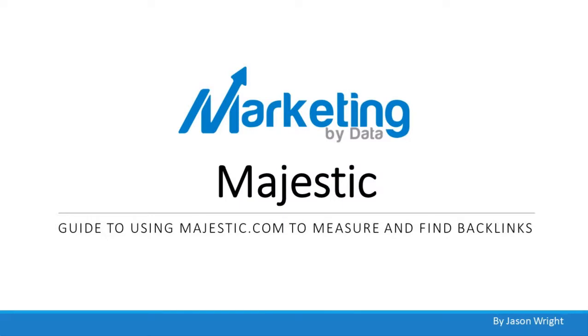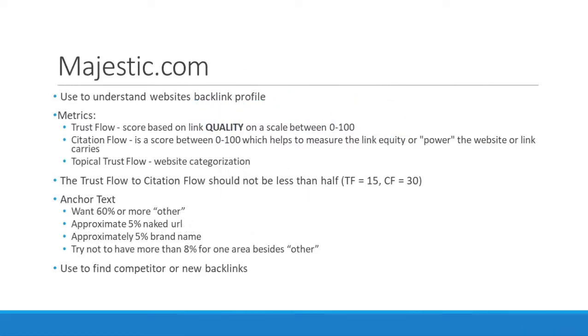So we use Majestc to understand website backlink profiles, and they use specific metrics that they've come up with. Trust flow is a score based on the link quality on a scale between 0 and 100. Citation flow is also a score between 0 and 100, which helps measure the link equity or power the website carries. So Huffington Post is going to carry a lot more for your citation flow than a brand new domain. A brand new domain may be 0, and maybe only a couple.